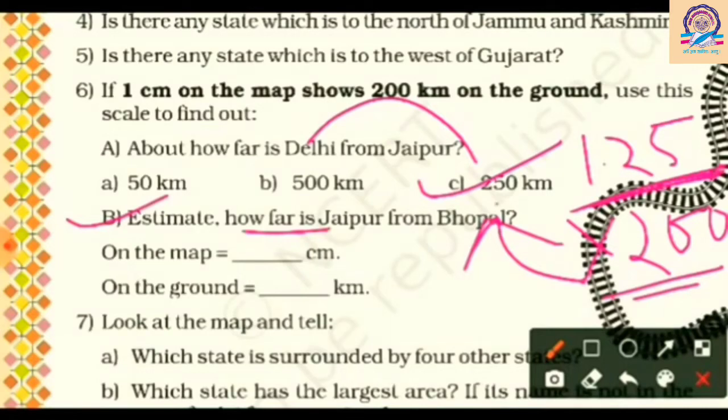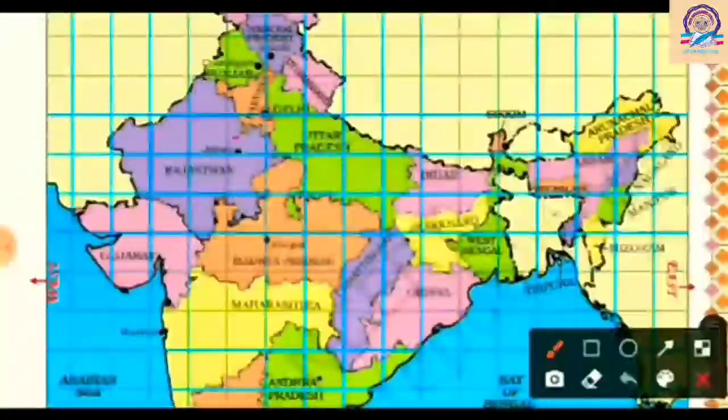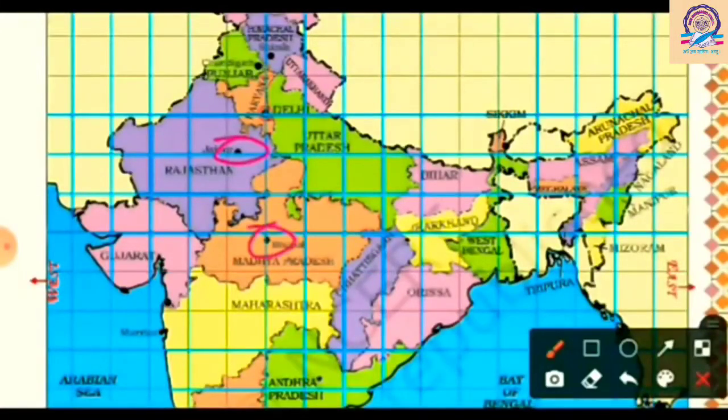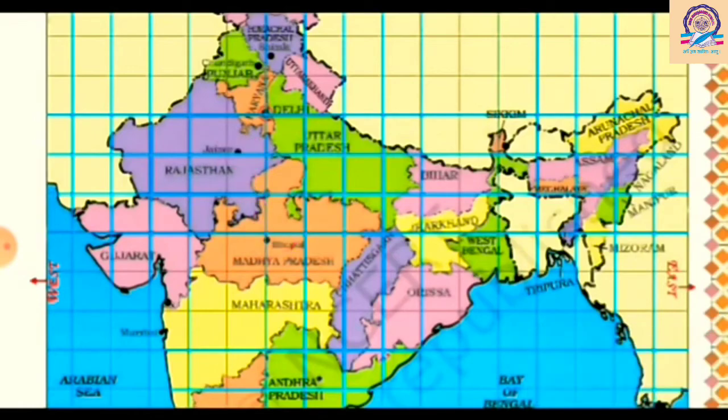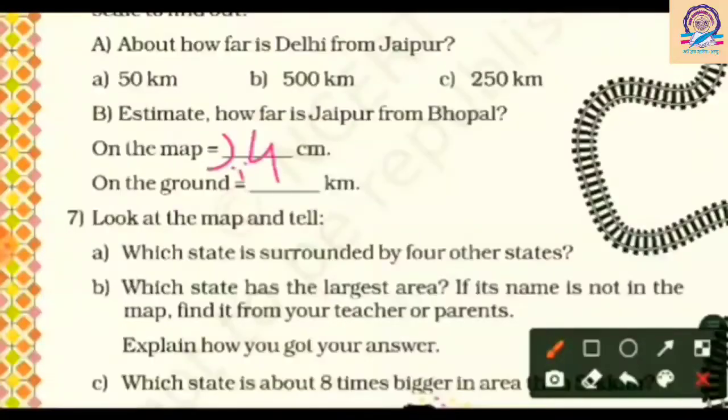Now let's come to the second question, that is, estimate how far Jaipur is from Bhopal. Let's see the map for that. Here it is Jaipur and here it is Bhopal. Now we have to measure this distance using the scale, and this distance is exactly about 2.4 centimeter.